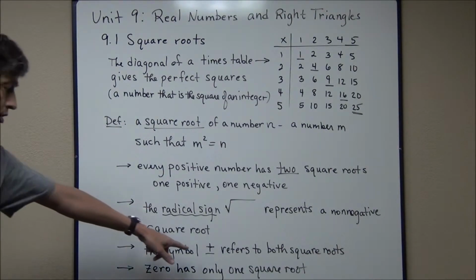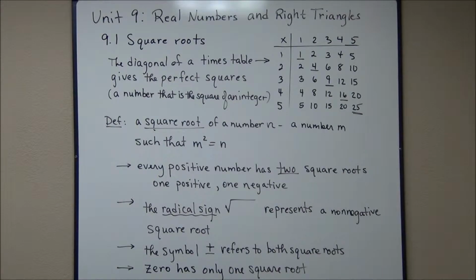So we're going to remember that symbol for the radical sign here. And of course this little symbol, the plus or minus, refers to both square roots. So when we put that in front of the radical sign, we'll be looking at a positive and a negative value. And of course the one trivial one is that 0 has only one square root, and that's itself, because 0 times 0 is 0. So it's really important to know your perfect squares. I'm going to give you a list here in just a second of some of your perfect squares, and then we'll use that to evaluate square roots and also to approximate square roots.